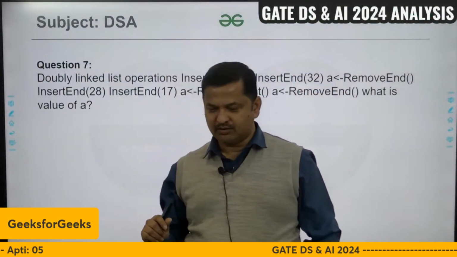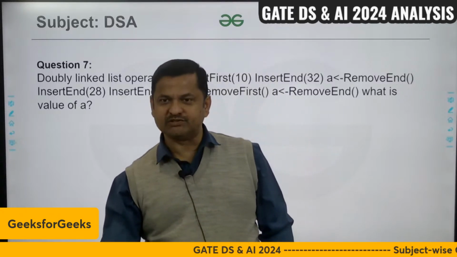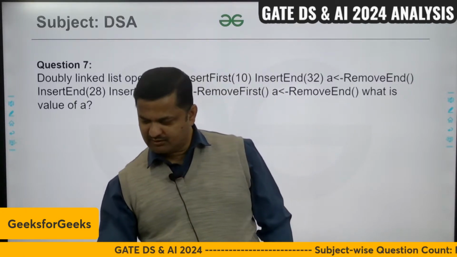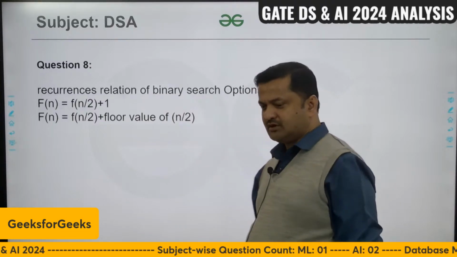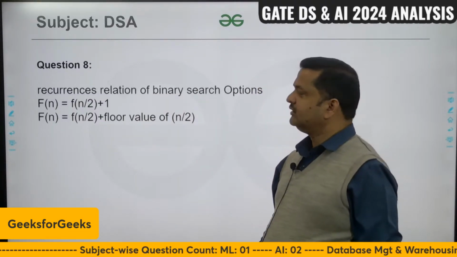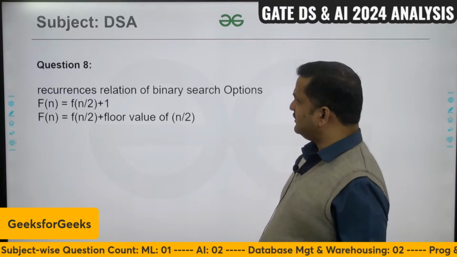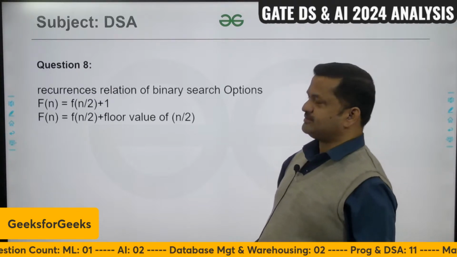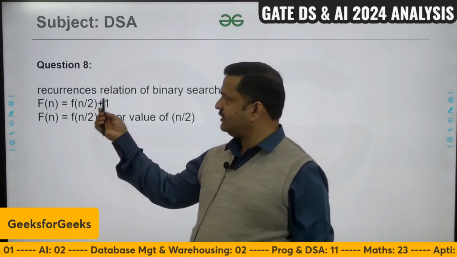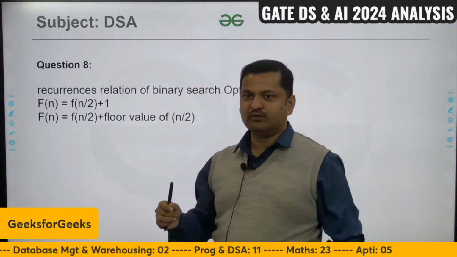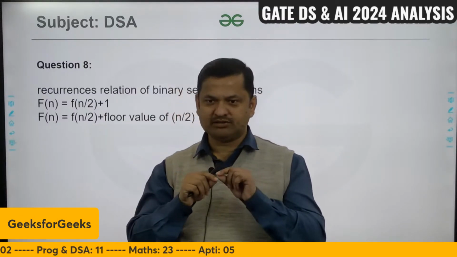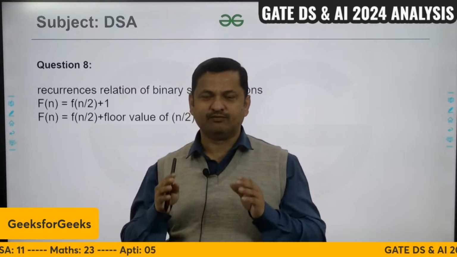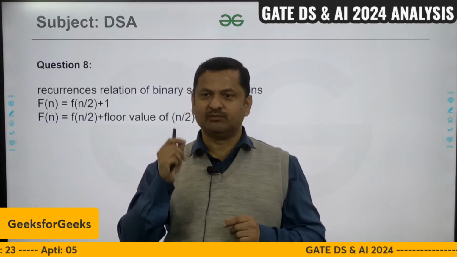Okay, so we'll take a few more questions that have been shared by a few of our students. This is the question that is based on recurrence relation. The question is the recurrence relation of binary search options. If you look at the working of binary search, it says that the sequence must be already sorted, and from that particular sequence we first compute the mid value.